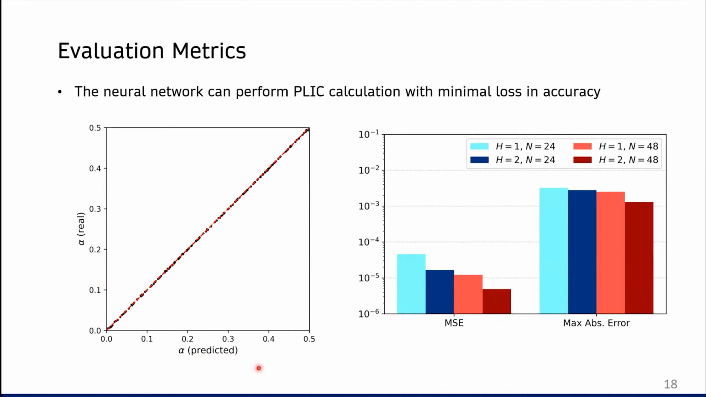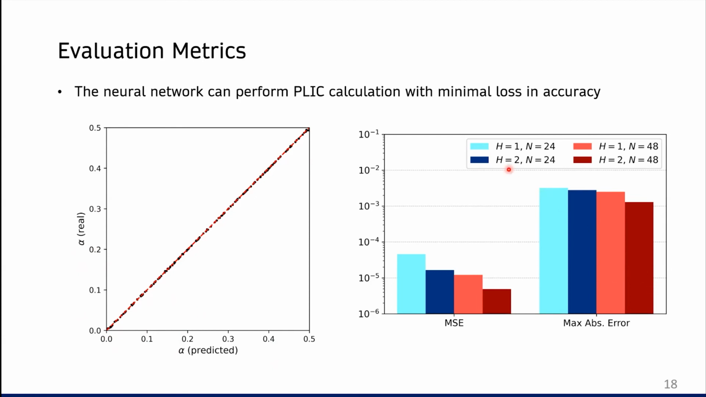This alpha predicted is calculated using the inverse problem. So we take the D outside of the neural network. We use the inverse problem to find what's the actual alpha that is being predicted. And this is the alpha real which was given to the neural network. In an ideal scenario, everything lies on the diagonal. As you can see, the prediction of the neural network was very accurate.